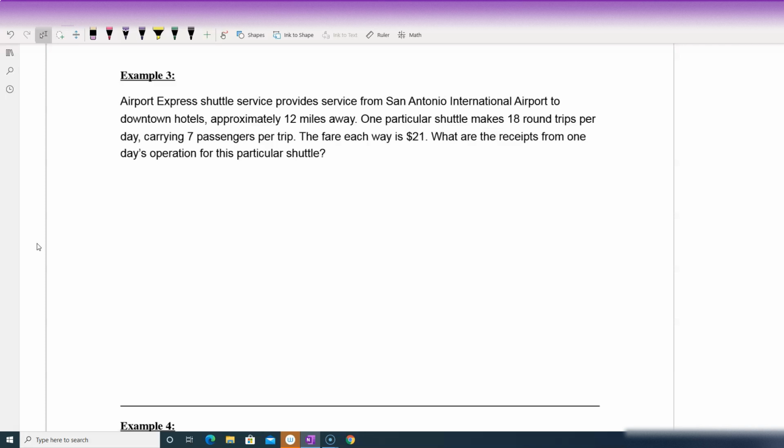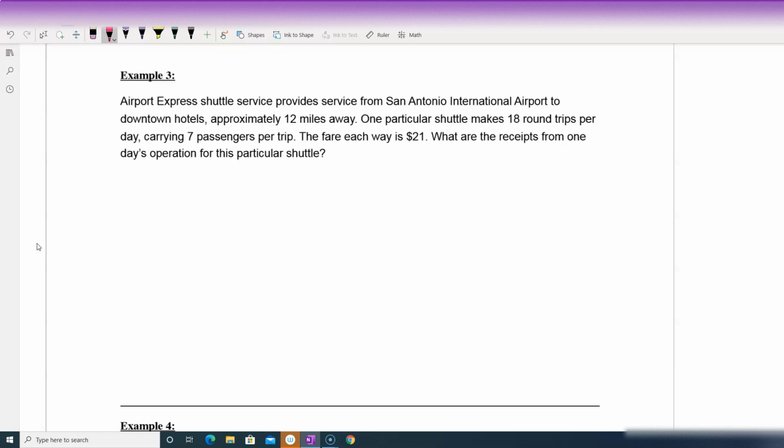Now, example number 3. Airport Express shuttle service provides service from San Antonio International Airport to downtown hotels, approximately 12 miles away. One particular shuttle makes 18 round trips per day, carrying 7 passengers per trip. The fare each way is $21. Find the receipts from one day's operation for this particular shuttle.